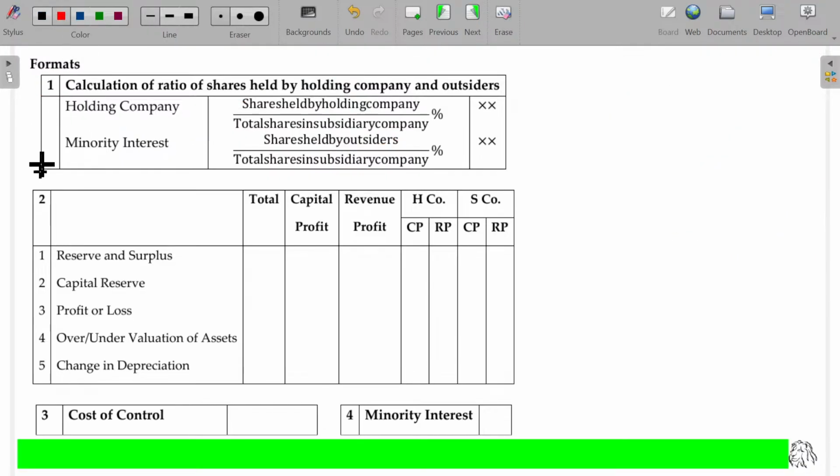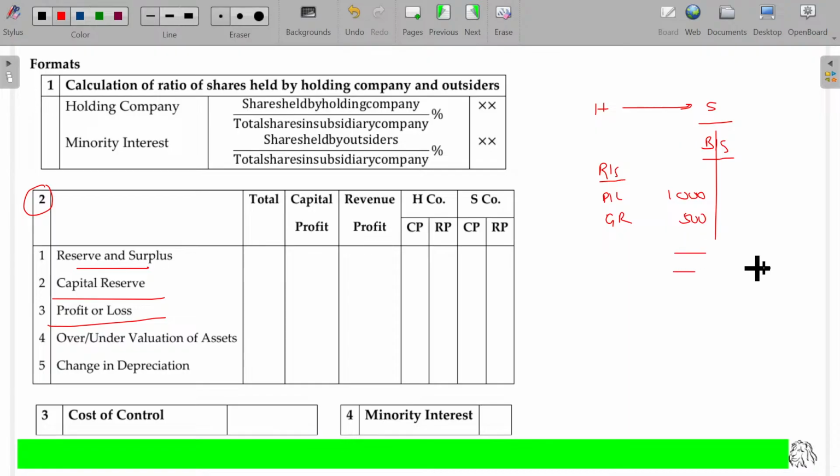Clear? Step number 2: any reserves and surplus, capital reserves, profit and loss, or whatever it may be. See the reserves and surplus of the subsidiary company. Find out the reserves and surplus that existed as on the date of acquisition. For example, H company, S company. In H company's balance sheet, under reserves and surplus, profit and loss being 1,000, general reserve being 500. Is that okay?